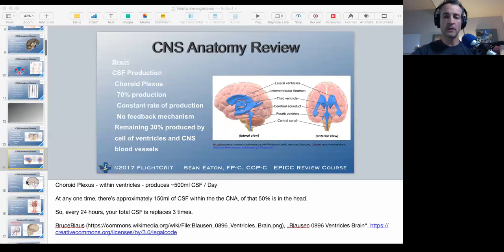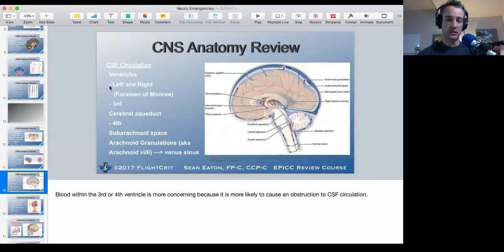Ooh, that was a lot to cover on that one slide. So we already talked about this. You've got the ventricles left and right. They're connected to the third ventricle by the foramen of Monro. The foramen of Monro is the point at which you're going to level your transducer if you are trying to monitor ICPs. And that is consistent with the external auditory canal. There's a better image that'll show that here in just a little bit. And then you have the cerebral aqueduct that connects the third and fourth ventricle. And then you have the subarachnoid space and the arachnoid granulations, or the arachnoid villi.